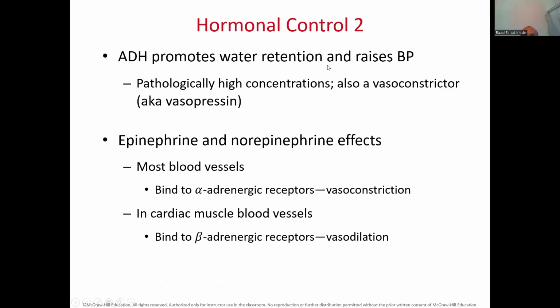Antidiuretic hormone promotes water retention and raises blood pressure. Pathologically, at high concentrations, it is also a vasoconstrictor known as vasopressin. Epinephrine and norepinephrine effects: they are found mostly on the blood vessels. They bind to alpha adrenergic receptors, and once they bind to the alpha adrenergic receptor, epinephrine and norepinephrine are going to cause vasoconstriction.